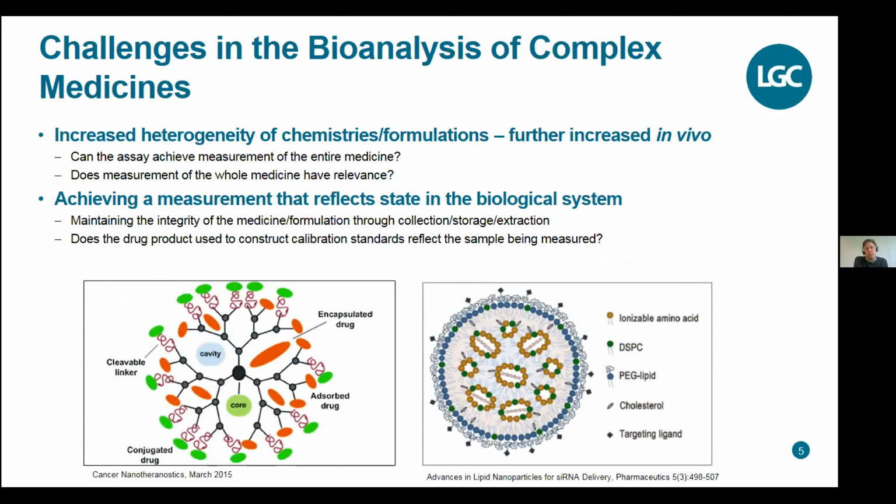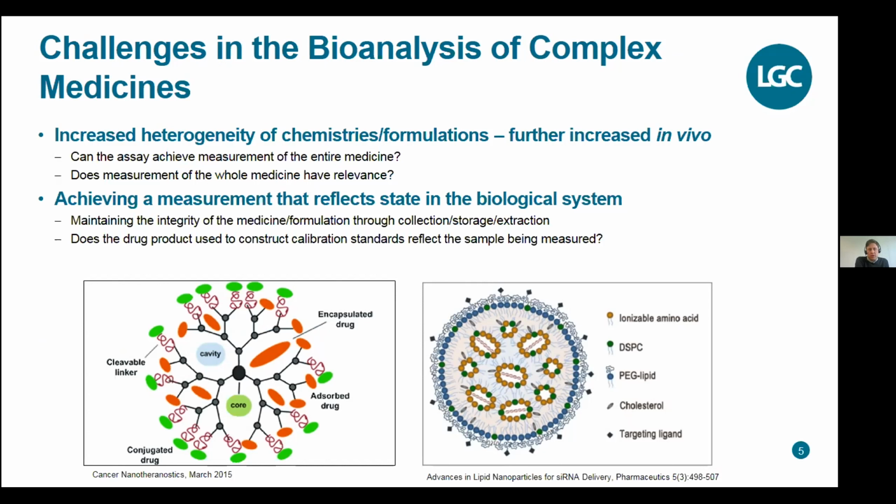So when we consider the challenges in the bioanalysis of complex medicines, that's where it starts to get a little bit cloudy. A couple of things that we need to consider with these complex medicines is the increased heterogeneity that they bring, both in their chemistries and their formulations. And as Zara pointed out in her presentation as well, that complexity can really be increased when those molecules are introduced in vivo.